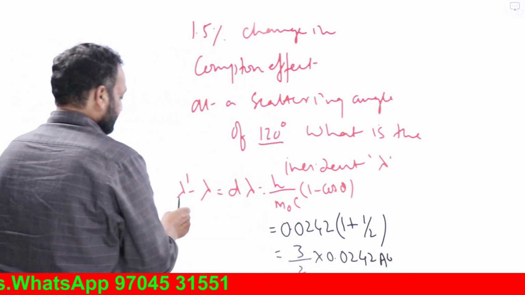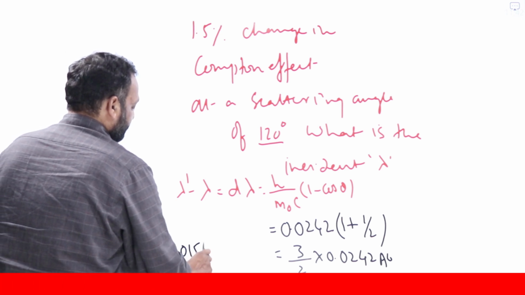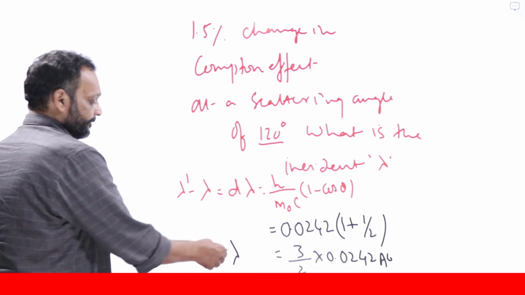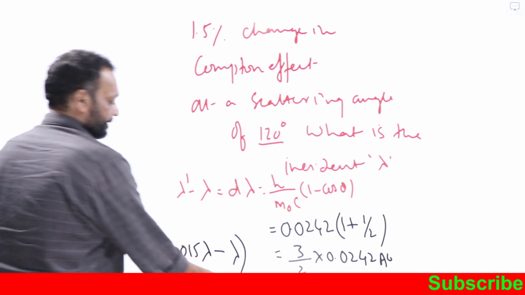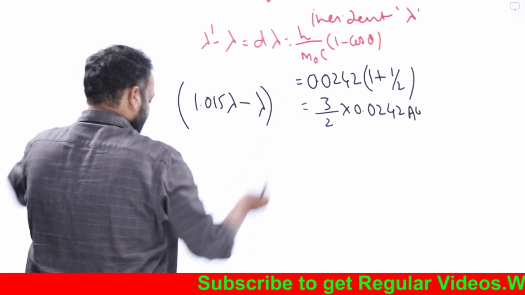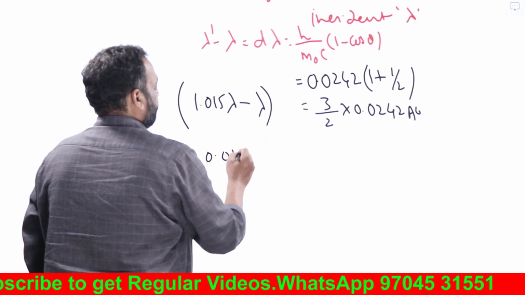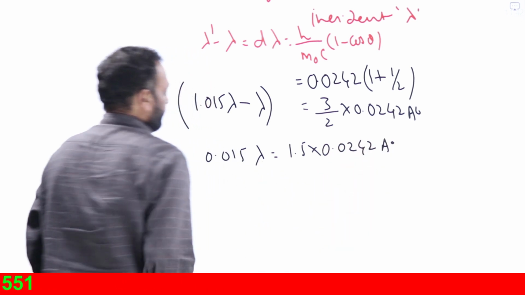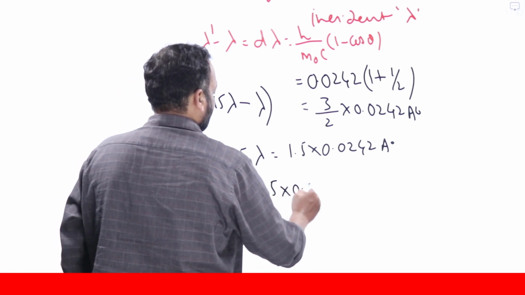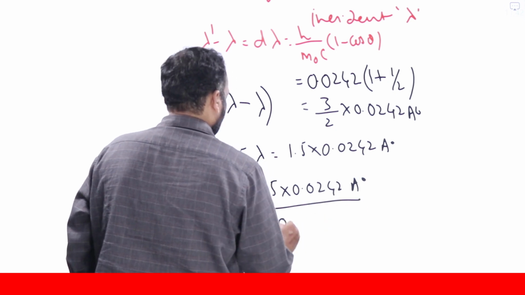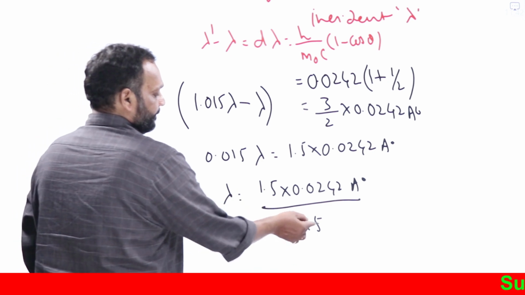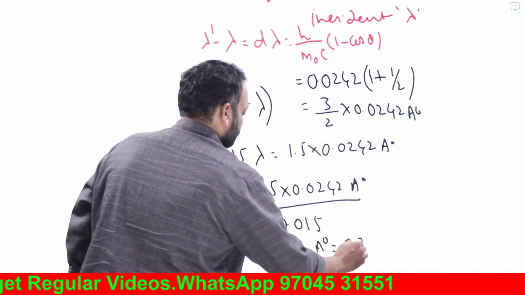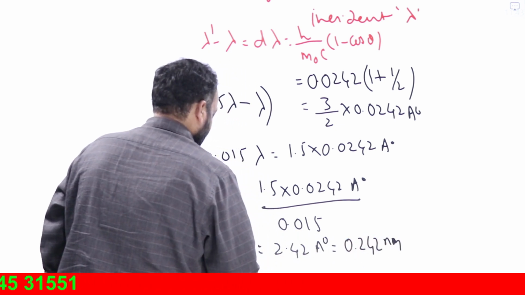How much is d lambda? 1.5%. That is, lambda dash is 1.015 lambda minus lambda; a shift of 1.5% means lambda dash is 1.015 lambda, where the incident wavelength is lambda. So 0.015 into lambda equals 3 by 2, which is 1.5, into 0.0242 angstroms. Therefore lambda equals 1.5 into 0.0242 angstroms divided by 0.015. 1.5 by 0.015 is 100, and 100 into 0.0242 angstroms is 2.42 angstroms, that is 0.242 nanometers.